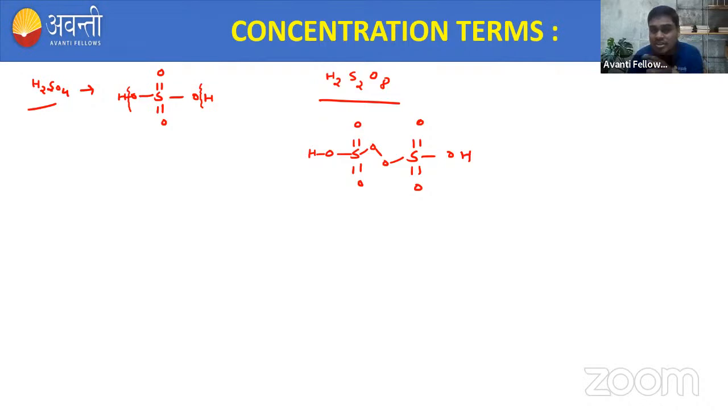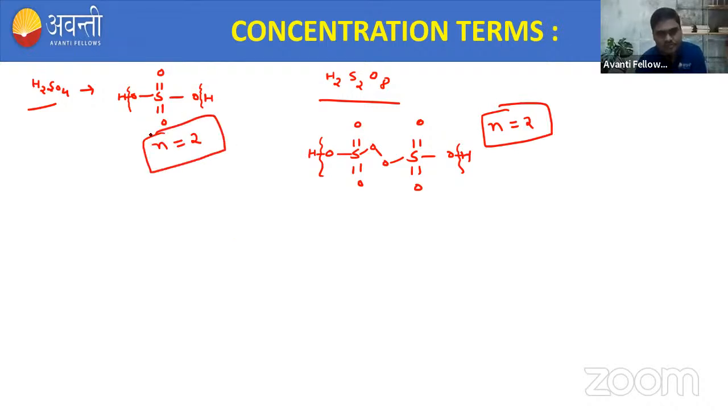So what is the basicity of this above compound? 1, 2, or 3? Right? So only two, because only two OH groups are there. So only two replaceable hydrogens are there, right? So its basicity is 2. So we can say that N factor in this case is 2, right? So in this case, N factor is 2. In this case also, N factor is 2. So in case of acids, we can find N factor by calculating basicity.